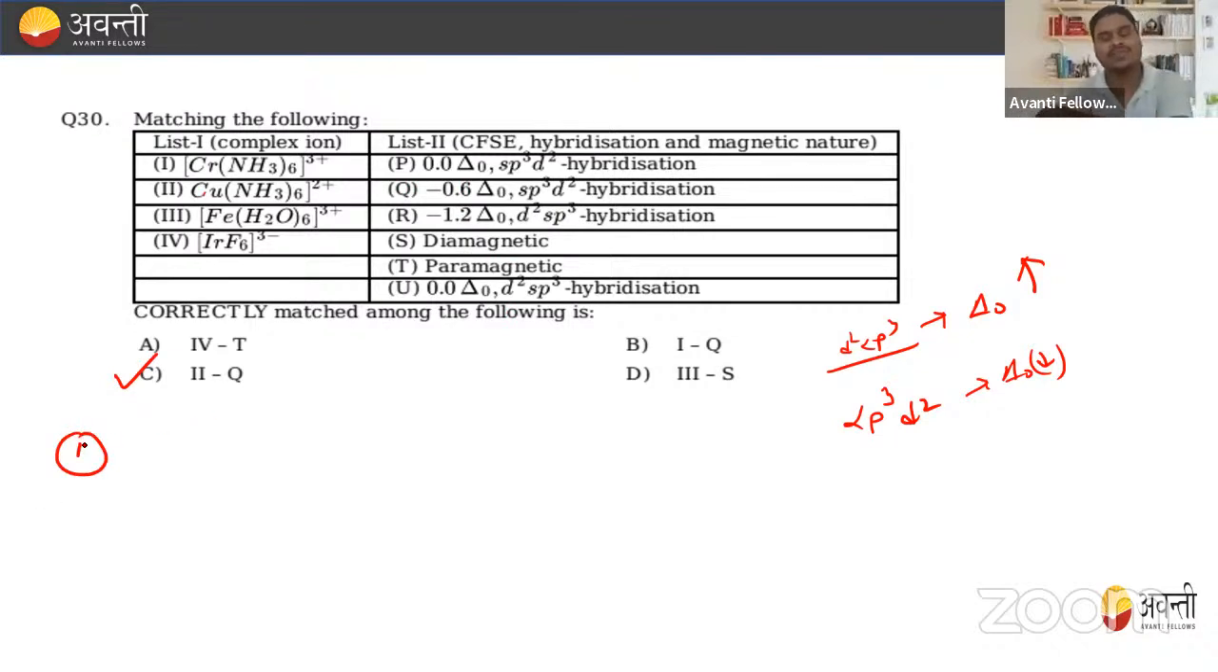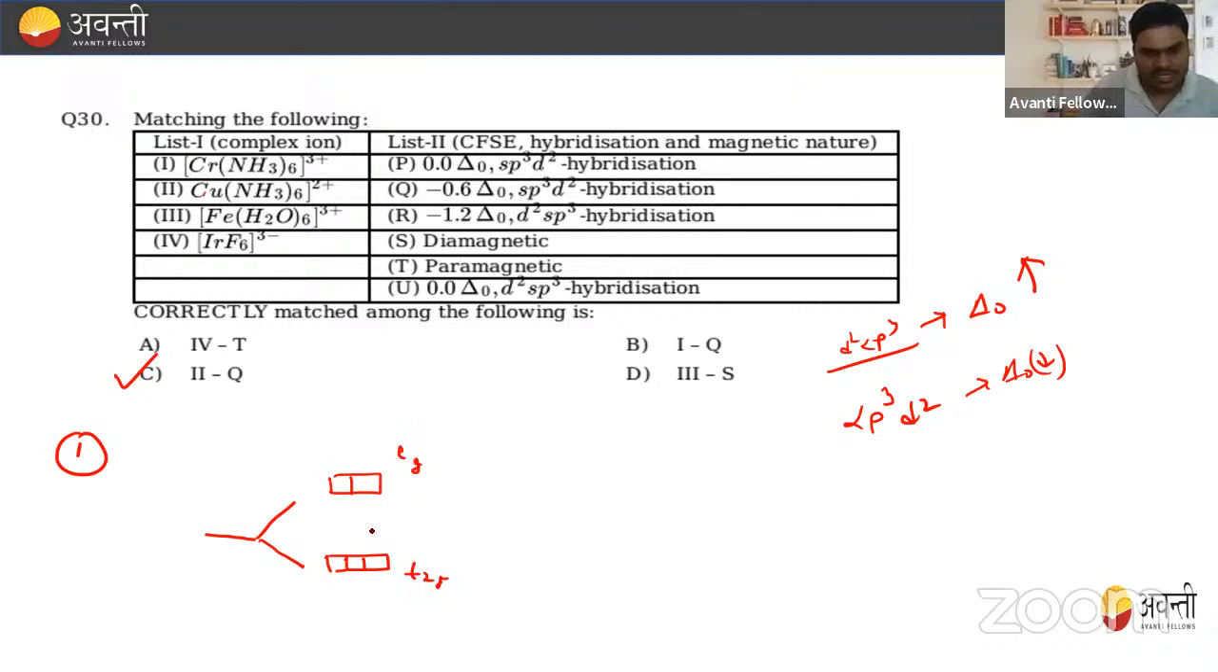What you remember here, whenever questions come from CFT, just remember the important thing. If I'm talking about Cr(NH3)6 3+, Cu(NH3)6 2+, Fe(H2O)6 2+, and Fe(F)6 3+, in all these, F and H2O being weak ligands, right? So whenever the ligand is weak, crystal splitting is like this. In case of octahedral, we get 3 orbitals like this, called t2g orbitals. This is called eg orbitals, right? And this is the energy gap.